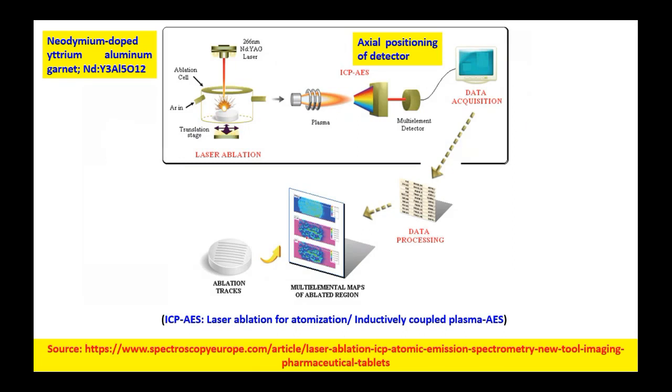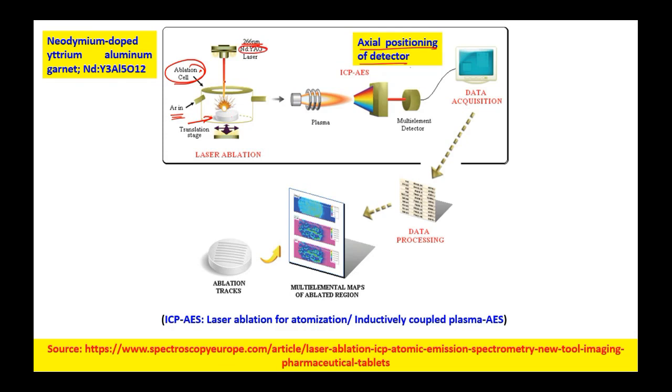Next, we can have the data acquisition system in the axial position also in a similar environment. However, in this case, instead of the liquid sample, we can also use a solid sample, as I told you previously. We keep the solid sample in the ablation cell, and this ablation cell is purged with argon gas. We use a 266 nanometer wavelength laser, which is based on an Nd-YAG laser.